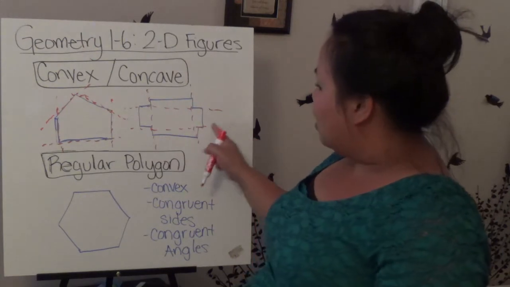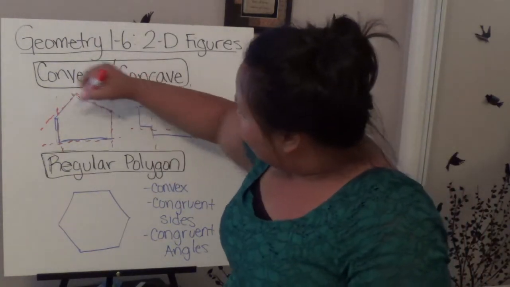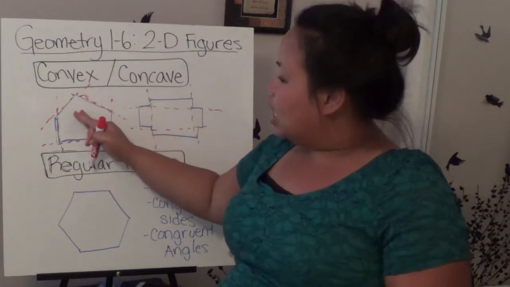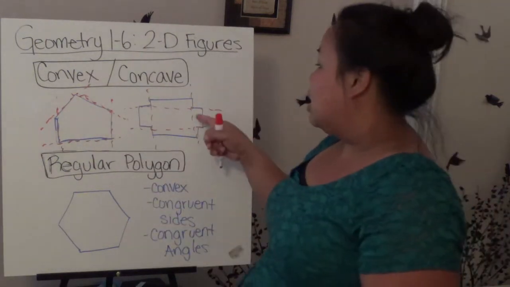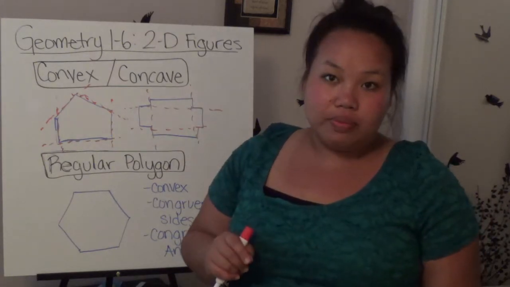If I extend any of the lines, let's say I just redraw the lines and I extend all of them. If it doesn't enter the middle, it's convex. That means it's a normal polygon. If it does enter the middle, then it's concave, okay?